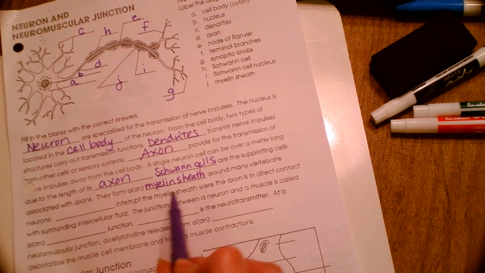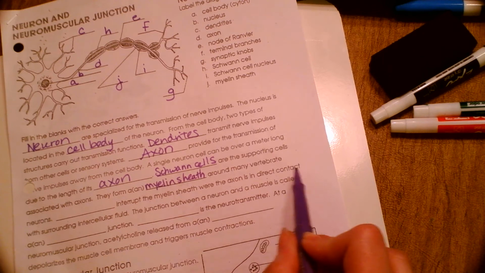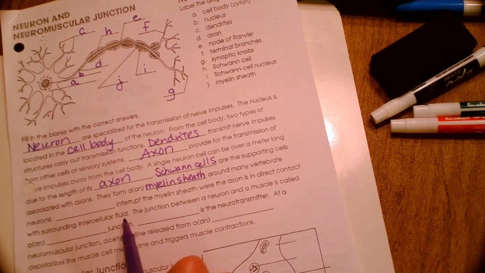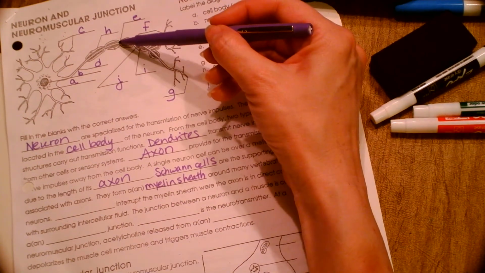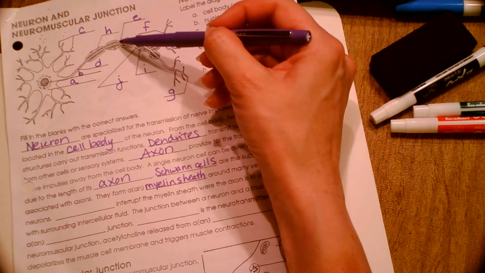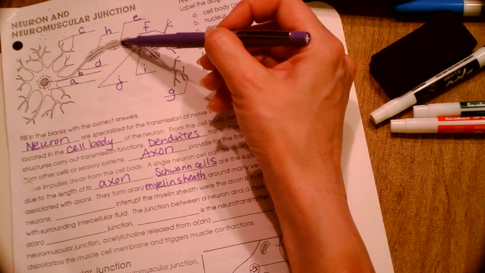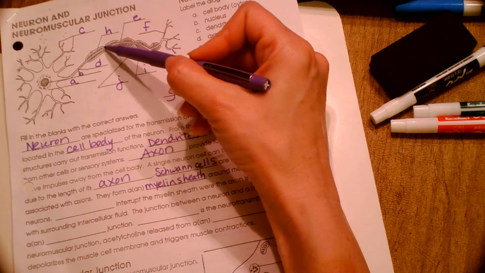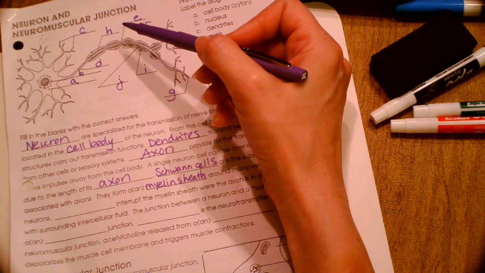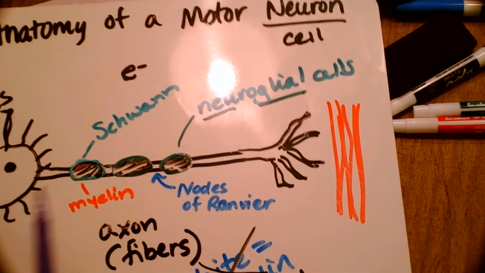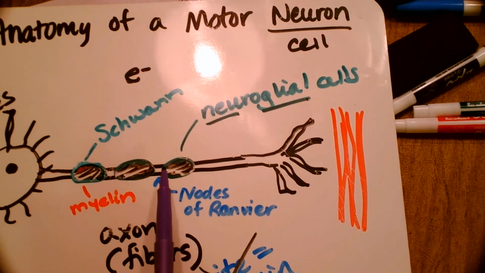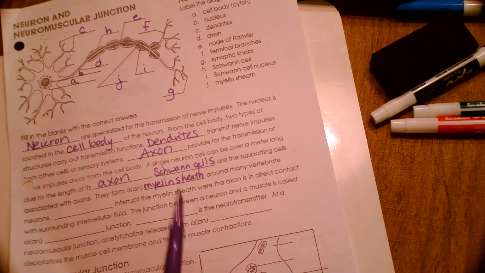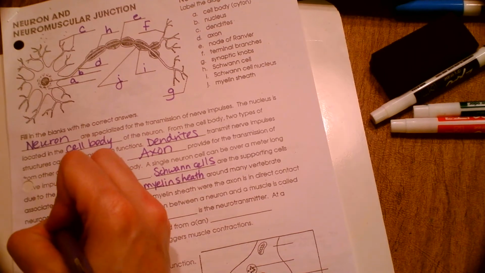Blank interrupt the myelin sheath where the axon is in direct contact with surrounding intercellular fluid. That would be in these little gaps in between. If we zoomed in, this would be not covered. I wish they would make these a little bit smaller so you could actually see the gap, like I drew when I made that video for you guys. There's a gap between them, okay? And that gap is called a node of Ranvier.